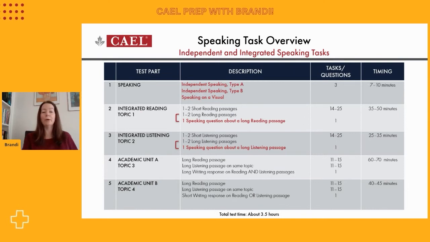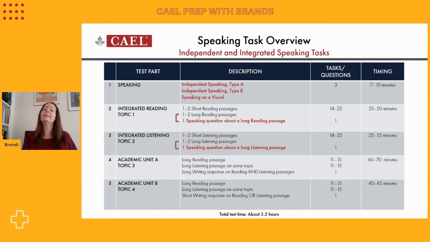In part 1, we're only speaking. We call this independent speaking because, again, that's the only skill that we're completing. By the time we get on to parts 2 and 3, you'll notice that we're combining the speaking. We're integrating the speaking with a different skill set. So in part 2, first we will read a passage and then we will speak about what we've learned.